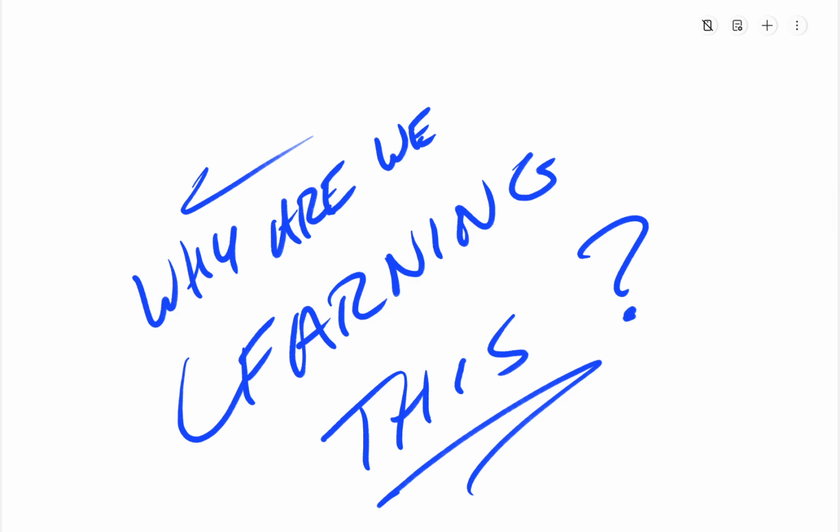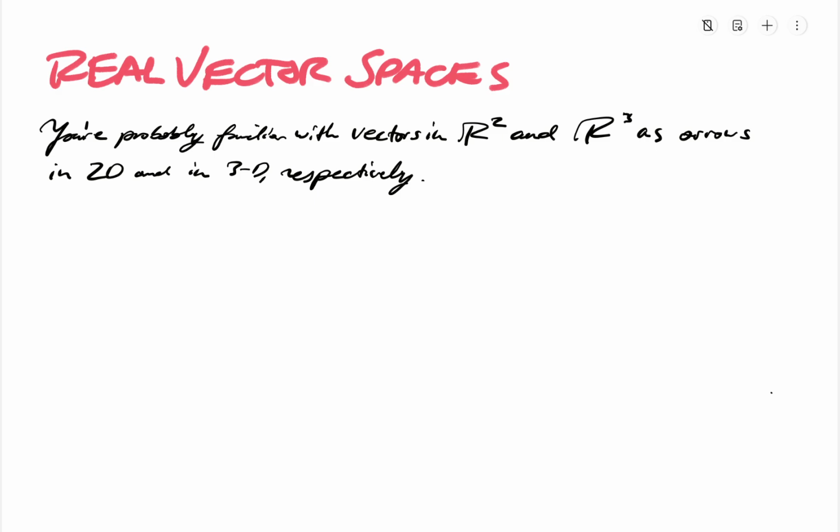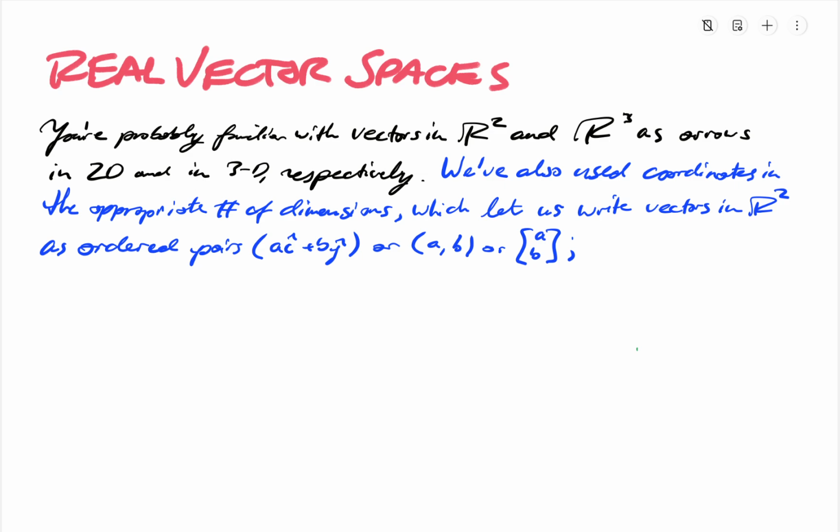So we're going to move on and look at some background information here. So why are we learning this? Let's look at some real vector spaces. You're probably already familiar with vectors in R2 and R3, and to you, they're arrows in 2D and in 3D respectively. Within your past experience, we've also used coordinates in the appropriate number of dimensions, which let us write vectors in R2 in a few different ways. So we have our standard basis vectors i and j. We can write them as the coordinates of the position vector, or vertically as a column vector, which helps us with our matrix math.